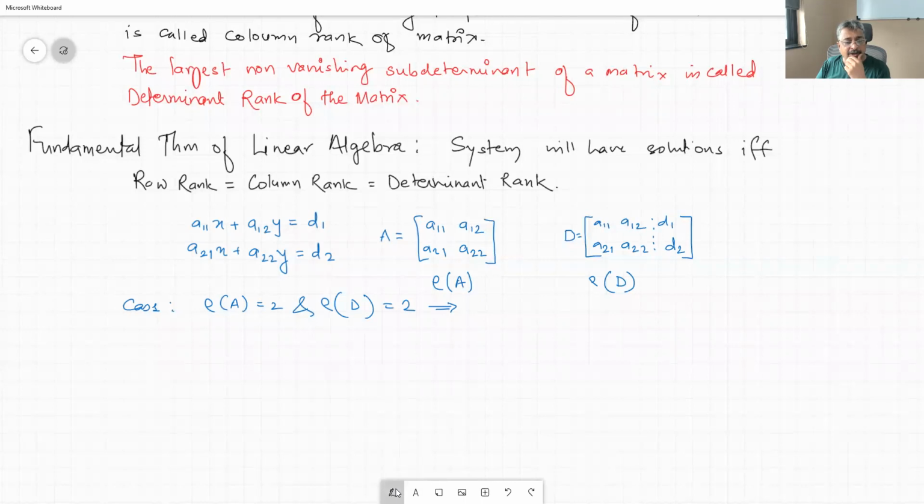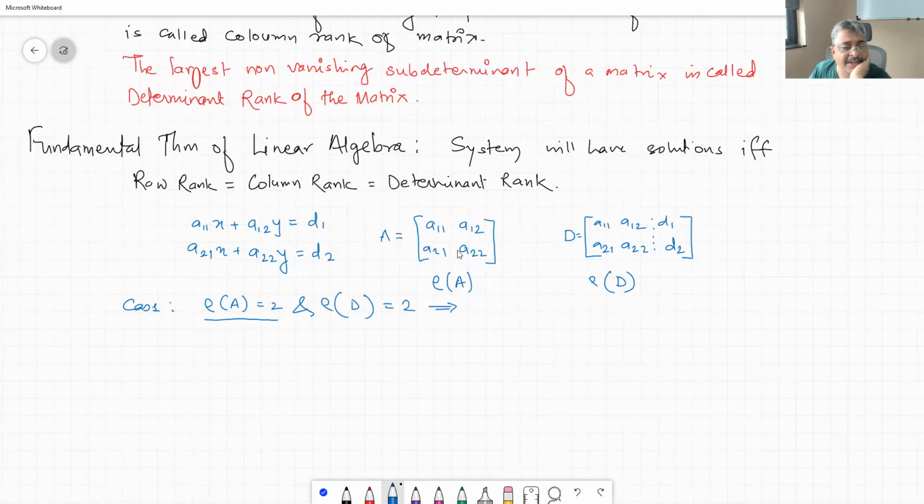That means the largest non-vanishing subdeterminant of matrix A has a size of 2 by 2. That is the meaning of rho of A being equal to 2. That means capital A is a non-singular matrix. It is non-vanishing, meaning the determinant does not become equal to 0. So if this rank is 2, and the rank of capital D, the augmented matrix considering the RHS also, is 2, the largest non-vanishing subdeterminant of D is also 2, then it is a good system.